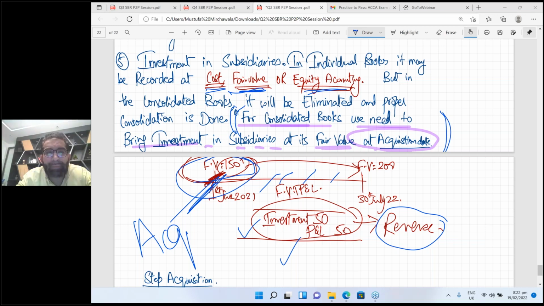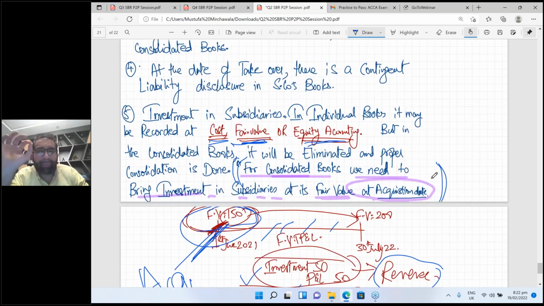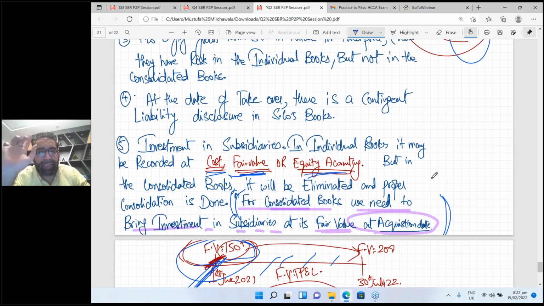Point four is about F7. Very simple. When a parent company acquires a subsidiary company, and there is a case on the subsidiary company, but the chances of outflow are only 30%, then in the individual books we will apply IAS 37, and IAS 37 says whenever the chances of outflow are less than 50%, you just need to make a disclosure.